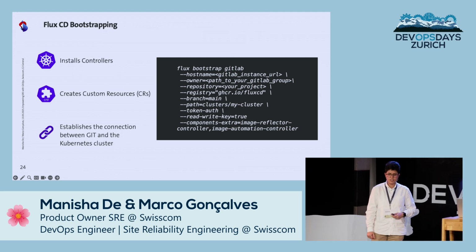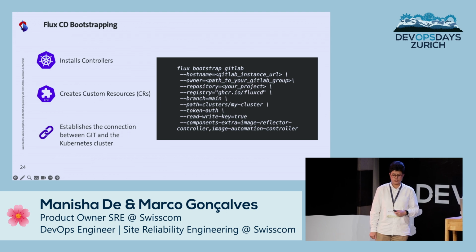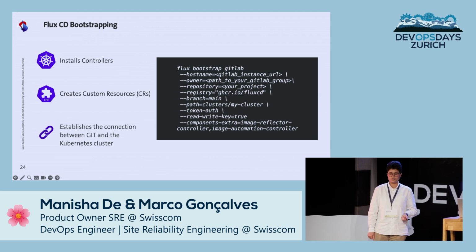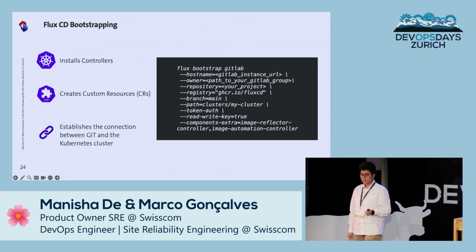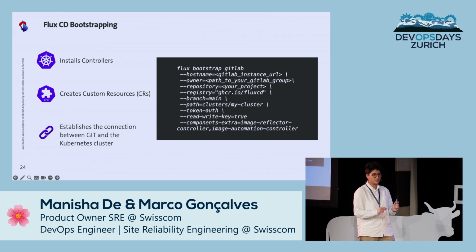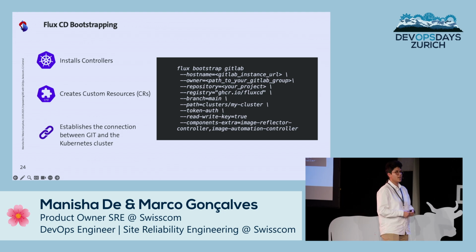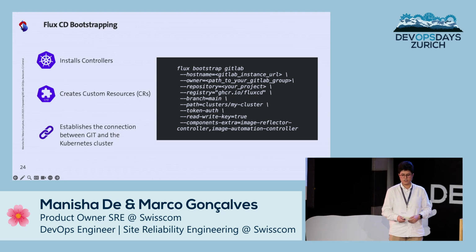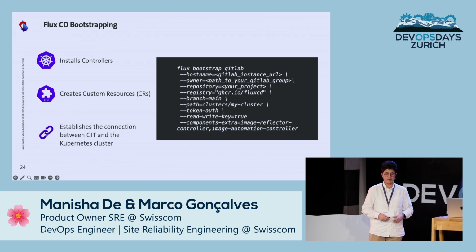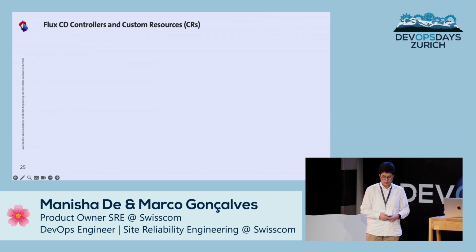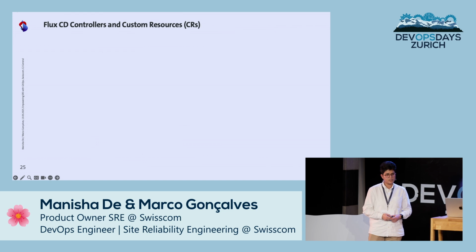Then finally, you also have some components like the image automation controller. And this is the guy who will help us to replace that manual DevOps operation of scanning for images and applying that on my target application. So let's have a look at what these controllers and custom resources are that we get.